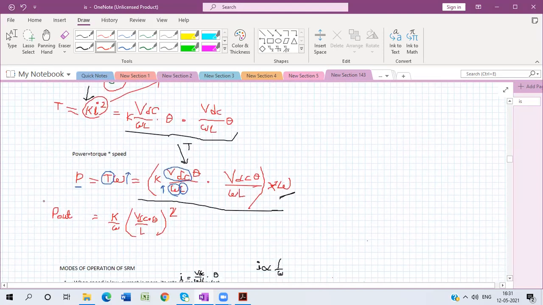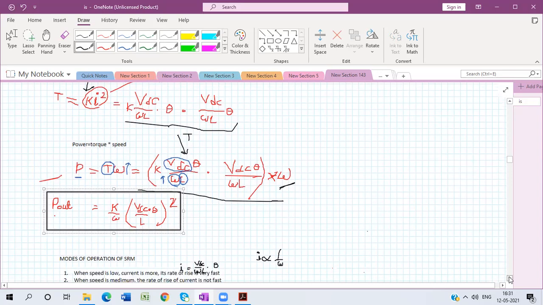Then, what is the equation of the power output? See this power output equation that we have derived. You have to know which quantity the power output is directly proportional to, which quantity it is inversely proportional to, and which quantities are square proportional, etc. So the MCQ may be asked from this unit.